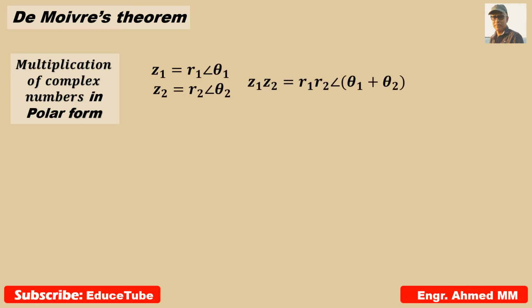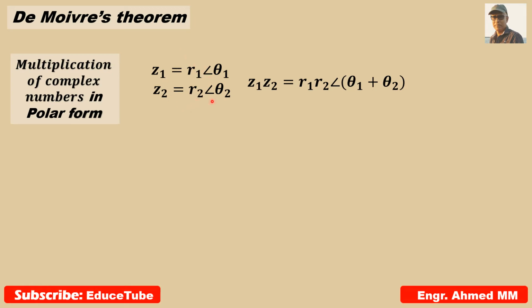Here I am going to discuss de Moivre's theorem. To understand this theorem, I must know about multiplication of complex numbers in polar form. So here I have taken two examples, z1 equal to r1 theta 1, z2 equal to r2 theta 2.